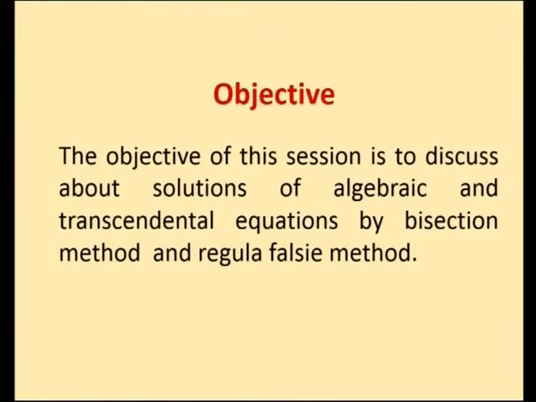Welcome to UGC lecture series. In the previous sessions, we talked about error propagation and floating point representation of a number. Also, we discussed algebraic and transcendental equations and their solutions by various methods. In continuation, in this session, we are going to talk about the solution of algebraic and transcendental equations by bisection method and regula-falsi method. A slight modification of regula-falsi method is secant method, that also will be discussed.